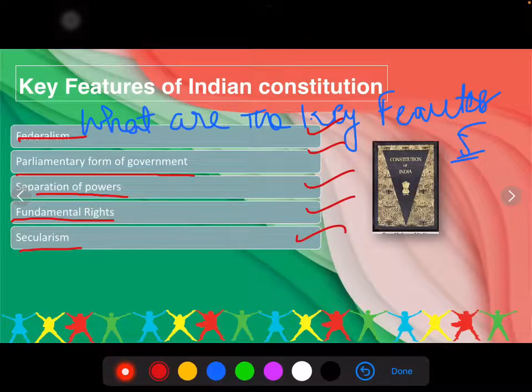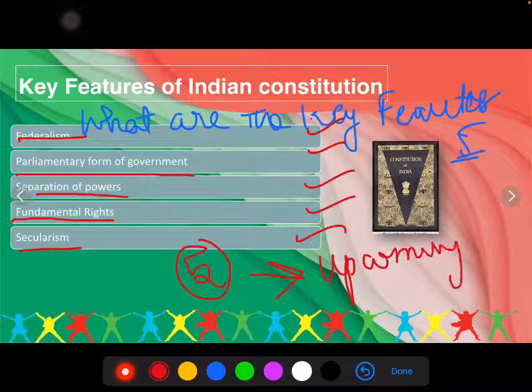Discussing these 5 in detail in the upcoming slides. Sorry for the bad handwriting.